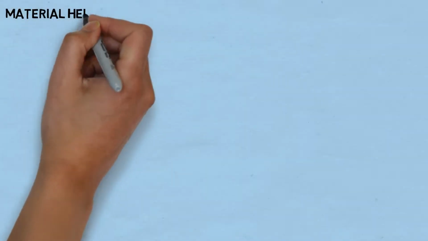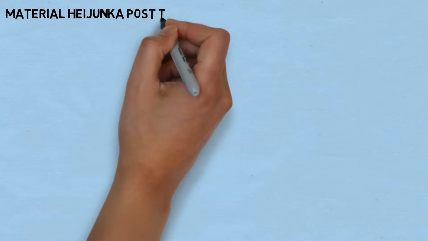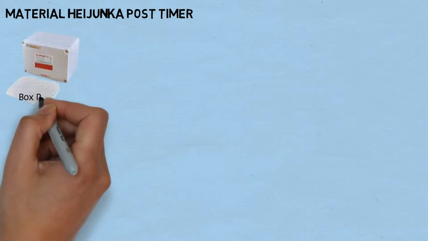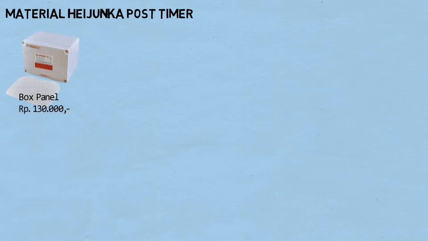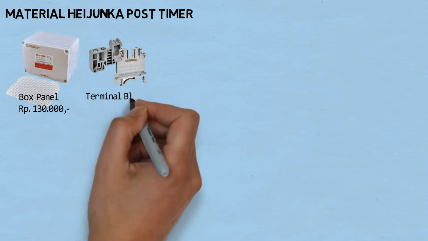This is the list of required materials to make the Heijunka Post Timer. You can download the detailed list in an Excel file, and other files, such as a VBA macro Excel file to send time configuration, schematic, and Arduino files. Find the link in the video description.